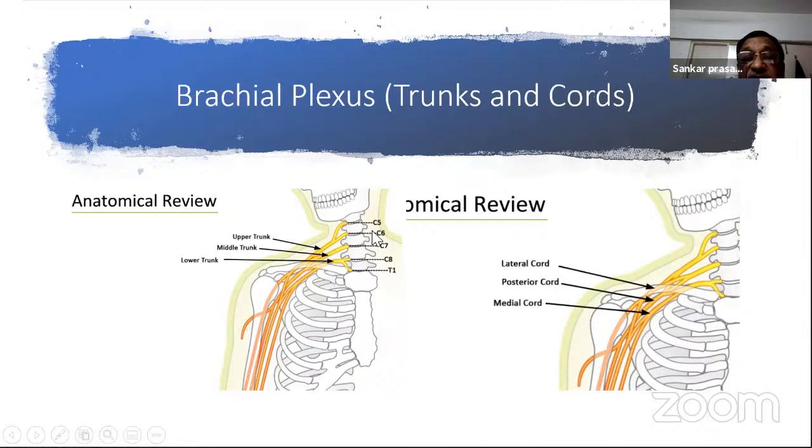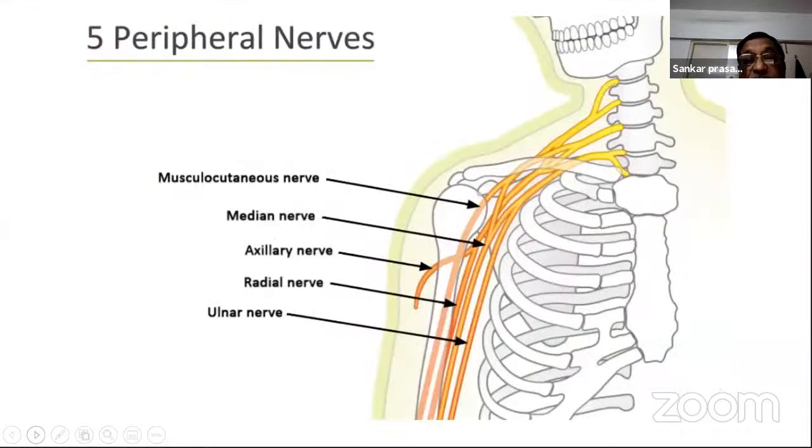So the C5, C6, C7, C8, T1, that's how these will be divided. C5, C6 will join to form the upper trunk, C7 continues as the middle trunk, and C8, T1 will join to form the lower trunk. All the divisions are anterior and posterior divisions, and all the three posterior divisions will join to form the posterior cord, and we'll learn it in due course of time.